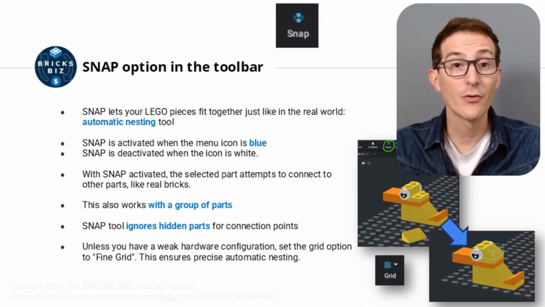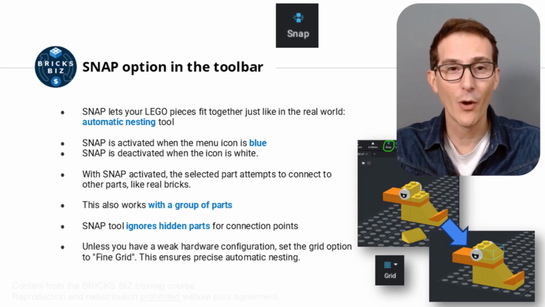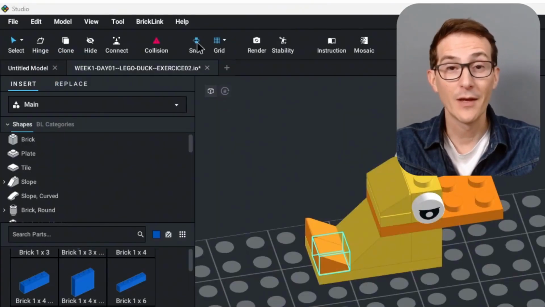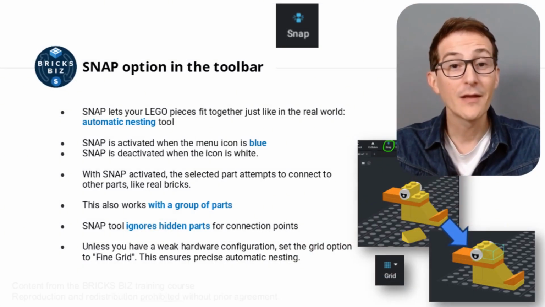When you're creating your 3D model, it can be handy to have your Lego parts fit together as they would in real life, without you having to be ultra precise in your positioning with the mouse. That's the purpose of the Snap option in the toolbar. When this option is enabled, the Snap icon appears in blue. When the option is deactivated, the icon is displayed in white.